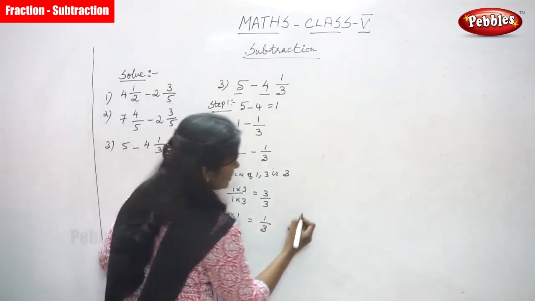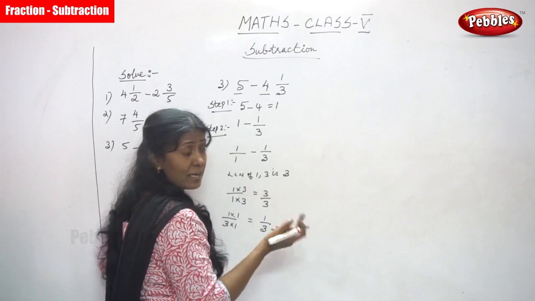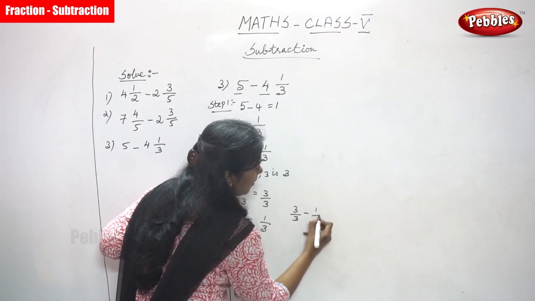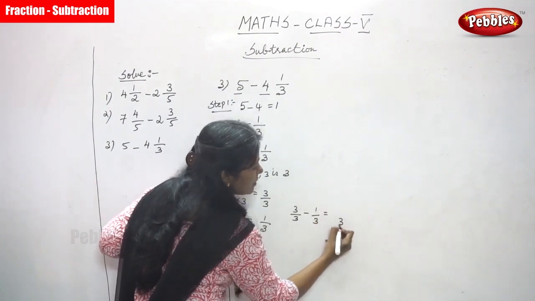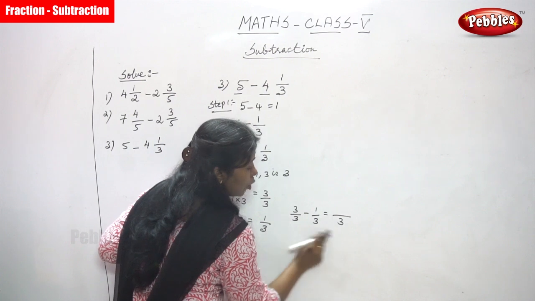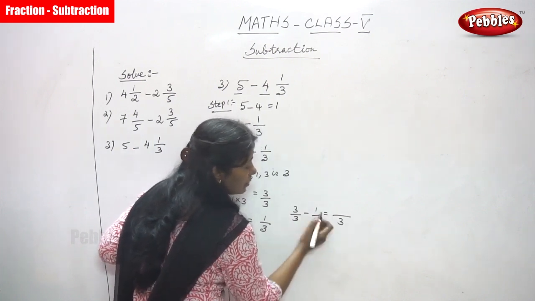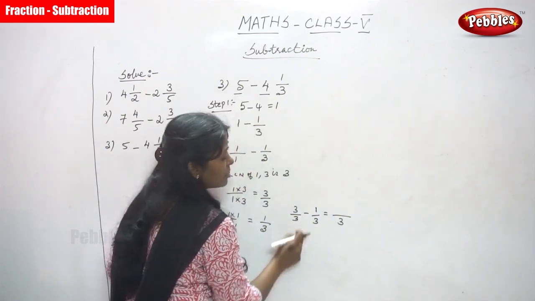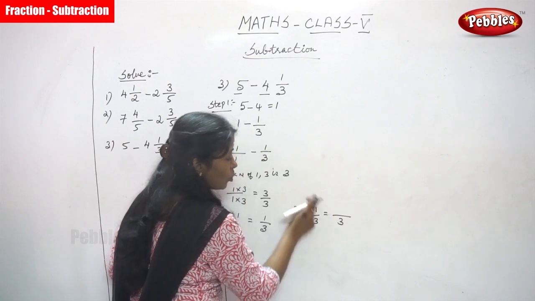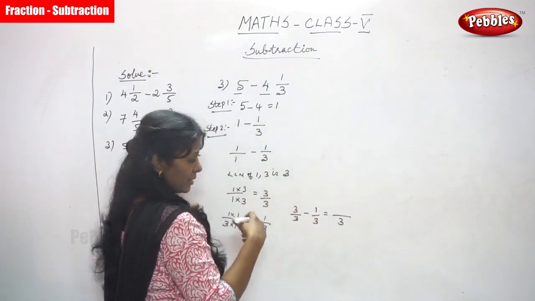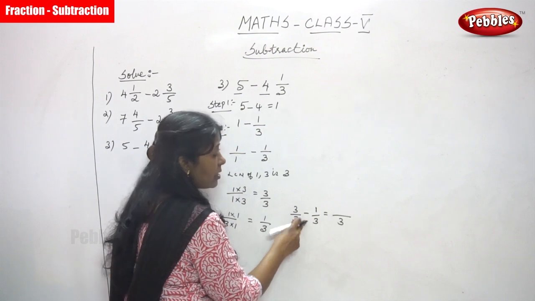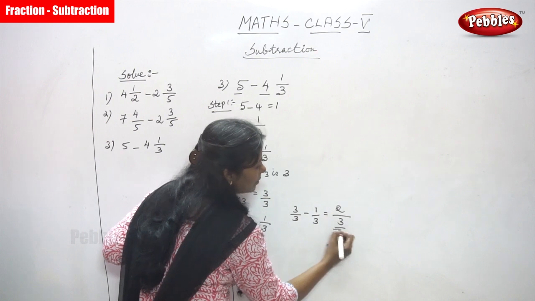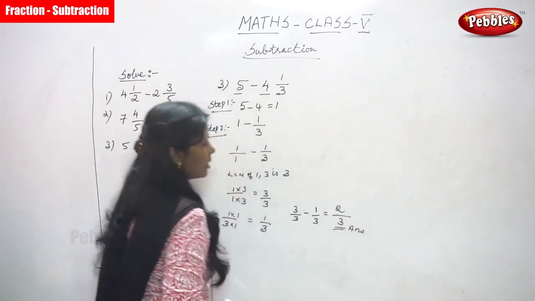So what are you going to do in the next step? Both the denominators are same, only the numerators are different. So 3 by 3 minus 1 by 3. 3 is the common denominator, so only the numerators are different. So 3 minus 1. If the denominator is same, you have to add or subtract the numerators, but here a subtraction sign is given, so you have to subtract the numerators only. 3 minus 1 you can get 2 by 3 as the answer for the question.